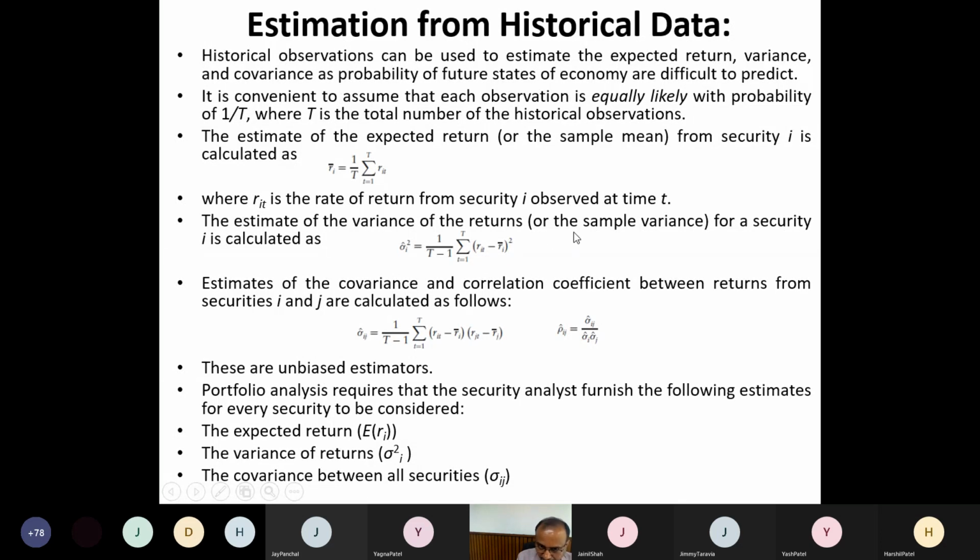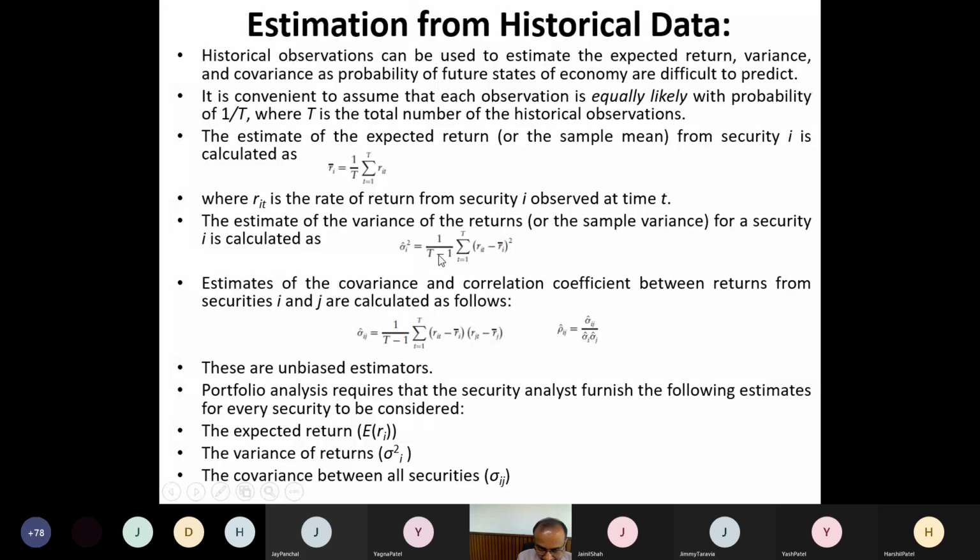Similarly, we have the estimate of the variance, or we can call it the sample variance. For security i, it is denoted by the symbol sigma i cap square. I will write it in Notepad later on. And it is not 1 by T, but 1 by T minus 1, sigma running from t equal to 1 to capital T. Then it is the deviation from its mean value, so Rit minus Ri bar, whole square. So the definition remains the same. Only thing, here instead of 1 by T, it is 1 by T minus 1.